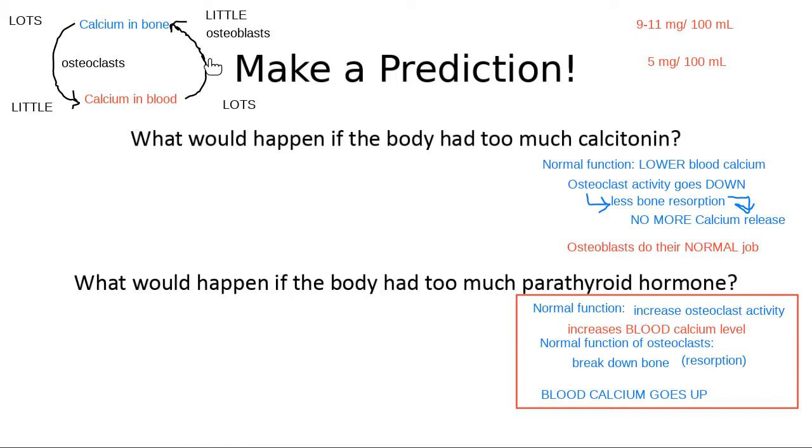So the osteoblasts keep building even though the osteoclasts have stopped breaking down. That's how I end up with calcium levels being lower in the bloodstream. Correct. So Nicole's question is, none of these hormones are talking to the osteoblasts. That's correct. None of these hormones.